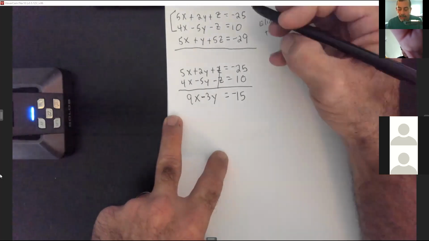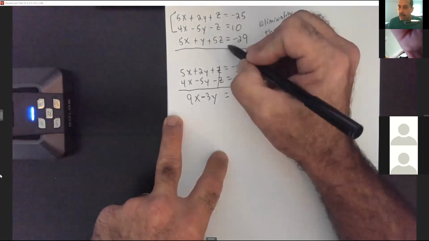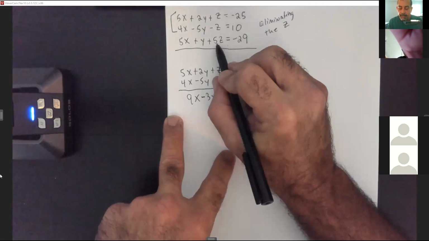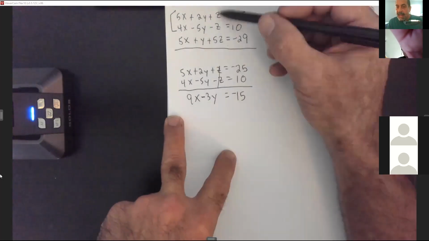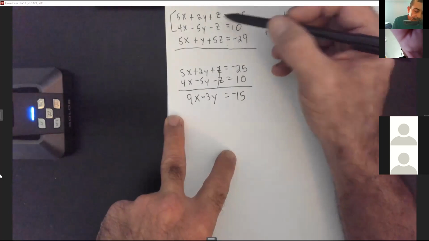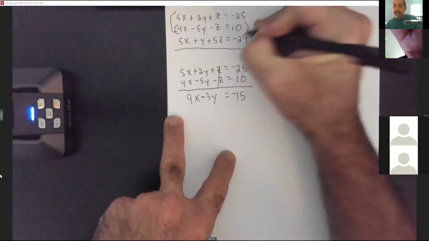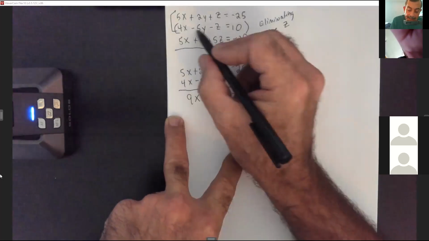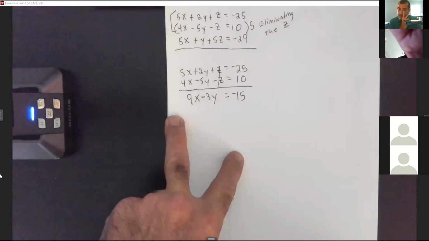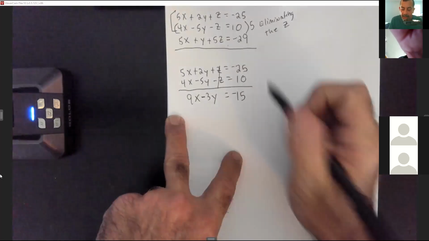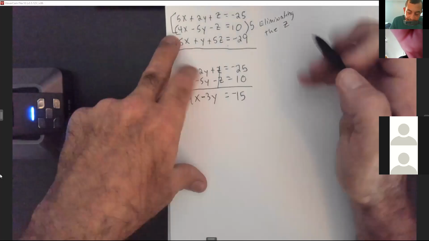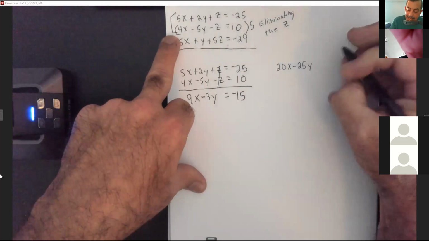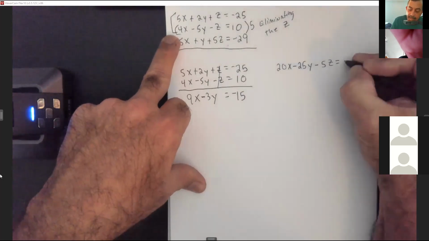So what I'm going to do, I've got to use the third row no matter what this time. So I've got a positive 5z here. I need to make one of these equal a negative 5z, which to me looks like that second row would be the easiest one to use. And I'm going to multiply everybody by 5 on that row. So multiply this row by 5, you get 20x minus 25y minus 5z equals 50.